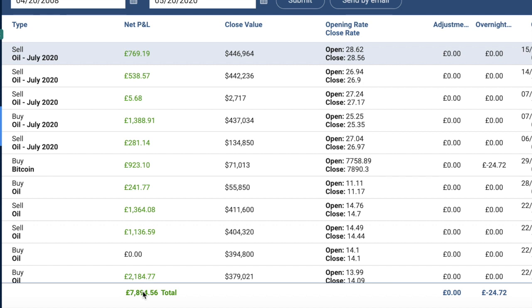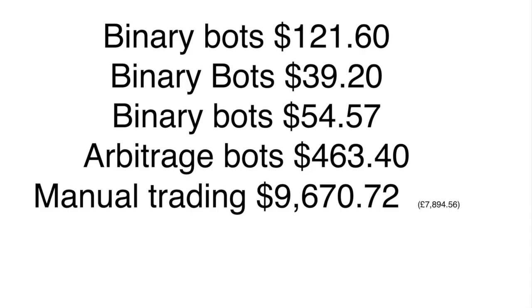So there's another stream of income that I get from trading. I've taken that's just over £7,000. It was £7,894.56. And I've converted that into dollars because we've worked everything else in dollars. So that's $9,670.72.